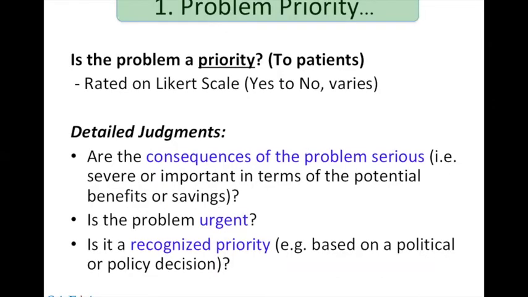Question number 1 in patient factors deals with problem prioritization. So is this problem a priority to the patients? This domain is rated on a Likert scale from yes to no, and there's an option that says varies. Detailed judgments in this section will also include: are the consequences of the problem serious, i.e. are they severe or important in terms of potential benefits or savings? Is the problem urgent? And is it a recognized priority based on political or policy decisions?